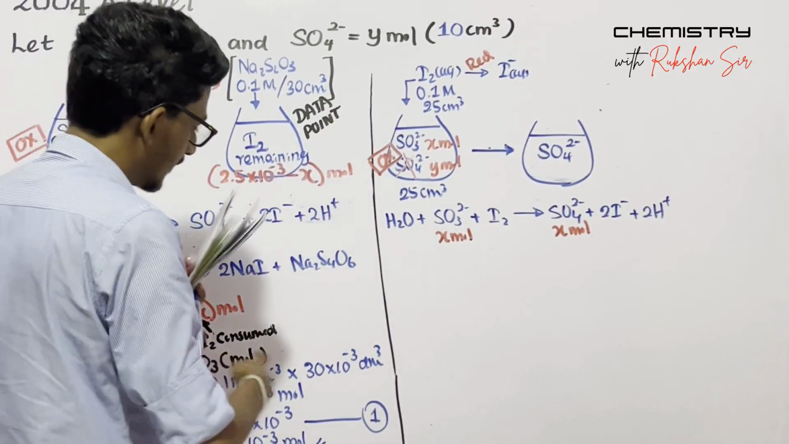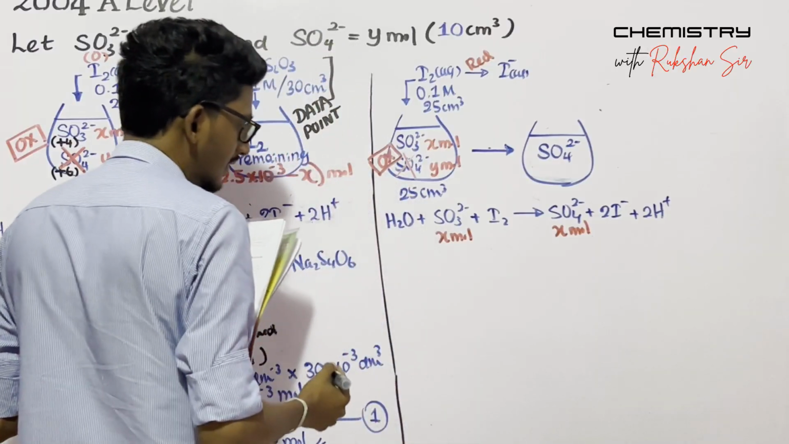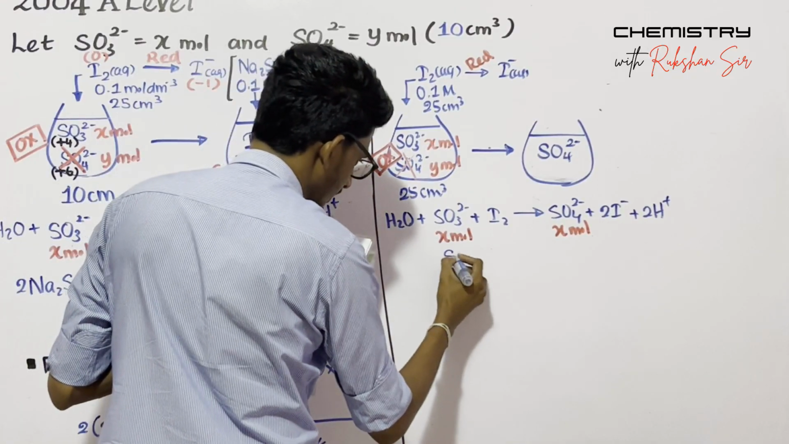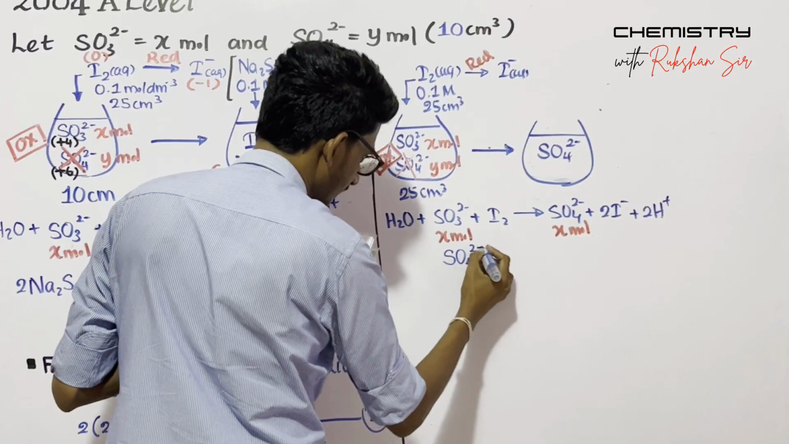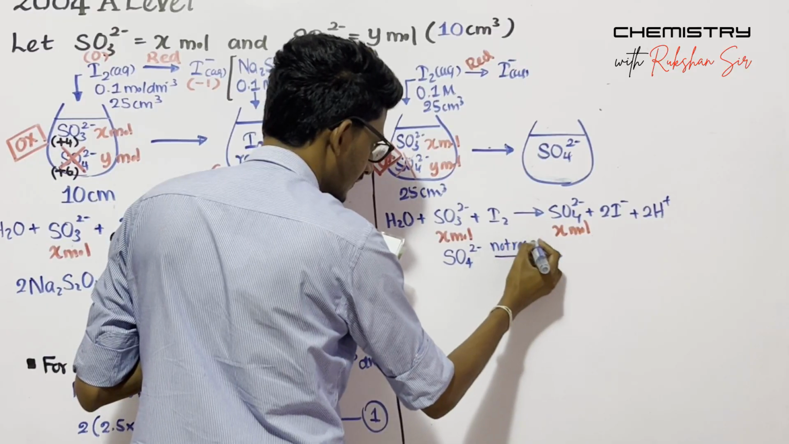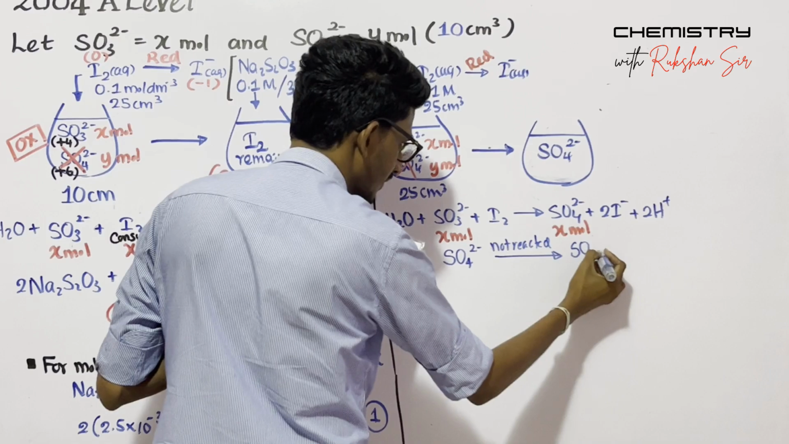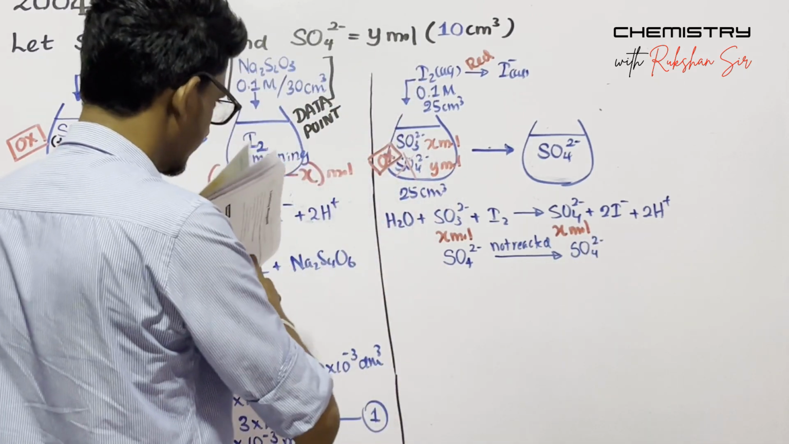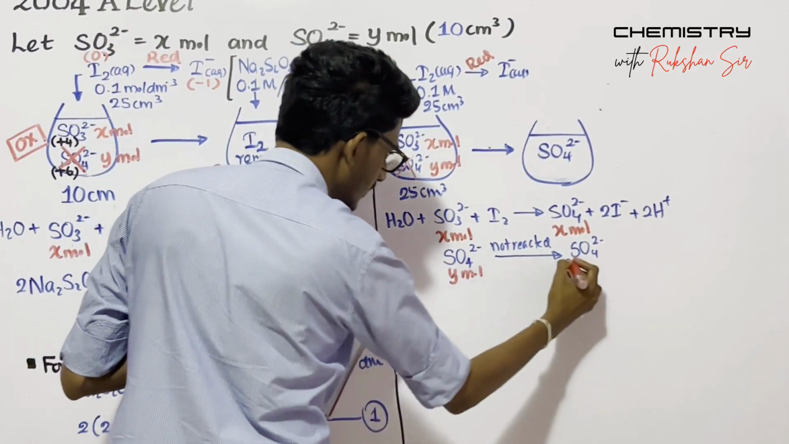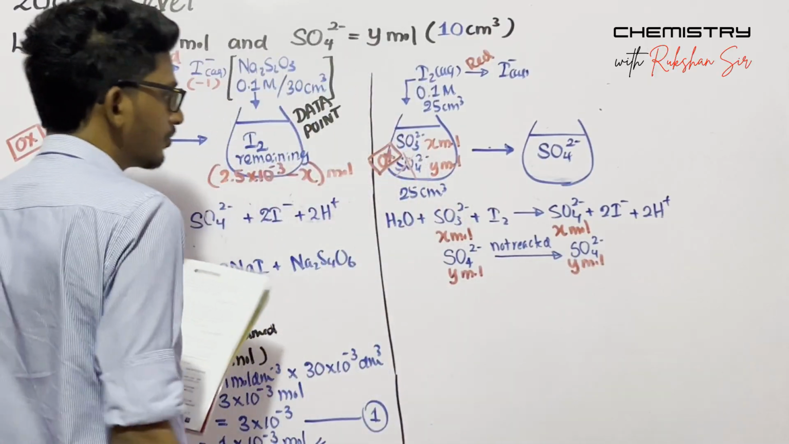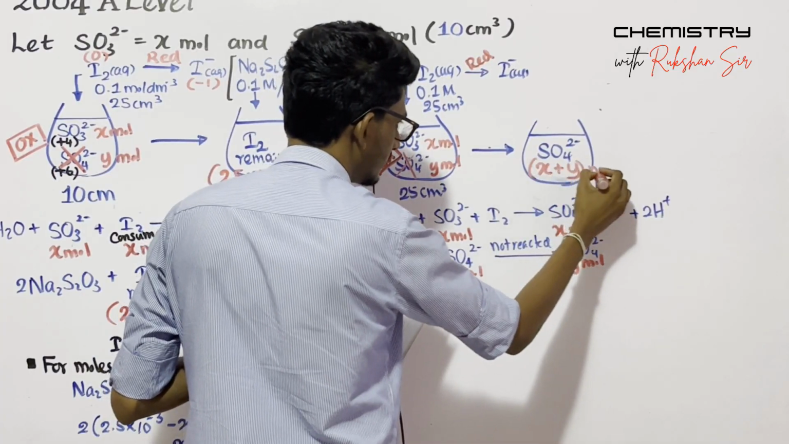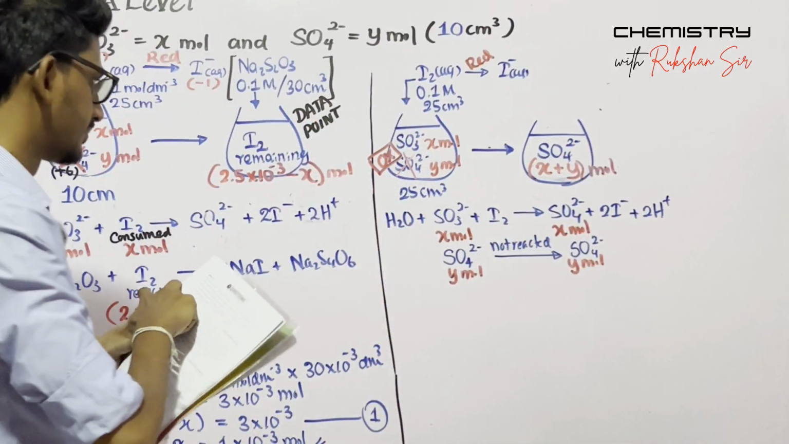Earlier you had the sulfate amount, which is not reacting with I2. That sulfate, not reacted, is also appearing as sulfate still. That was the Y amount. So the total moles of sulfate in this flask is X plus Y now, right? X plus Y moles.